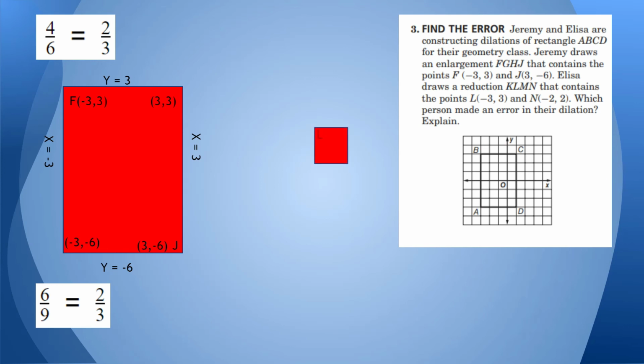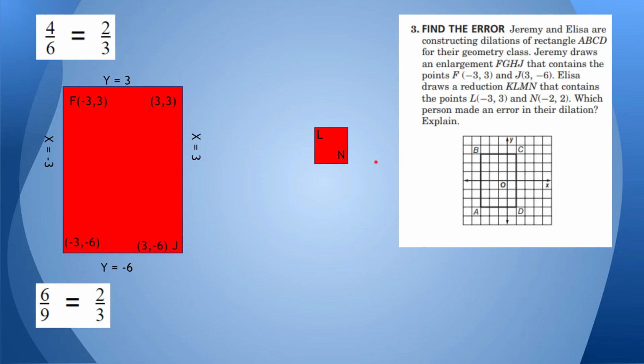So with her reduction here, we have the points L and N, and I'm not going to look at it too in depth. What I am going to look at here is her points, which are -3 and 3. So if we start from the 0 here and we count -3 and 3, we end up at that point B again. That's where her L is. But her next point is -2 and 2. So 1, 2, 1, 2. So her square fits entirely in one box, and it is a square rather than a rectangle.